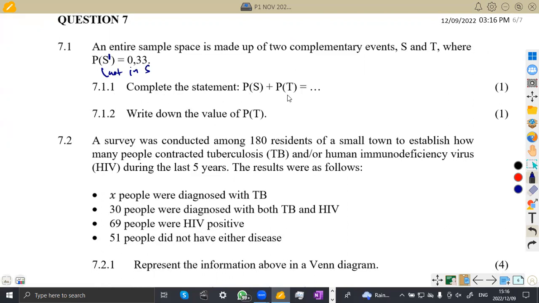Okay, 7.1.1, complete the statement. This is direct, guys. The probability of what is in S plus the probability of what is in T is everything in the sample space, so it is equal to 1. Write down the value of the probability of what is in T. Remember that we are given only 2 sets, S and T, and that the probability of what is not in S is 0.33. If it is not in S, therefore, where is it? It is in T. So the probability of what is in T is the same as the probability of S complement, which is 0.33. So that was the idea of the question.